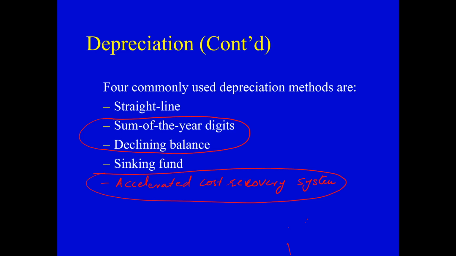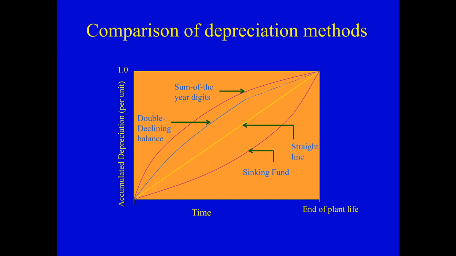Straight line depreciation is a straight line which is equal depreciation each year, and sinking fund depreciation is designed to have depreciation initial year less and later years more. Here are the 4 methods we discussed. Sinking fund depreciation is initial year we have less depreciation, and in the later years we have a lot of depreciation. So this is a sinking fund depreciation.